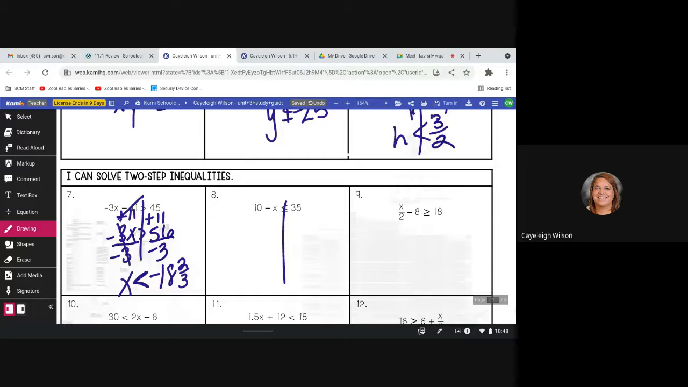All right, number 8. This is like a negative 1x, and that's very important to know, because if there's no number in front of a variable, it's a 1. And since it's minus 1x, I've got to make sure that that x gets by itself. So I always move the number first because I'm always trying to isolate the x term. It's a positive 10, so I'm going to subtract 10. So 10 minus 10 is gone. So that's negative 1x is less than or equal to 25. And then I'll divide by negative 1. Oh, I divided by a negative. I'm flipping that sign.